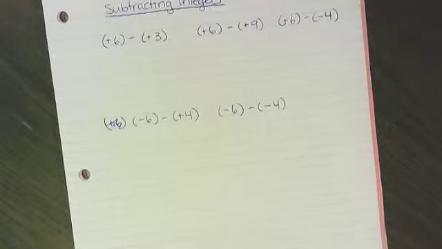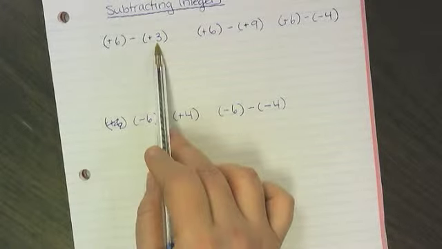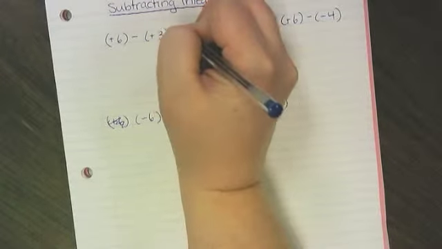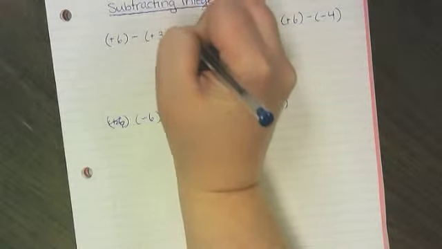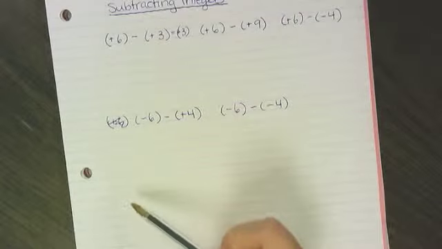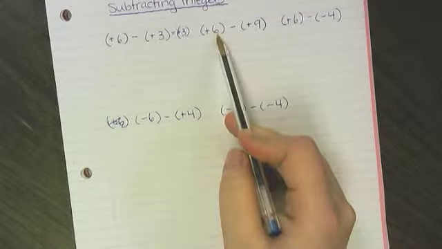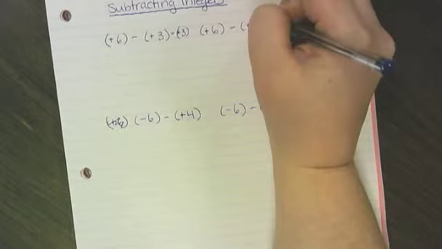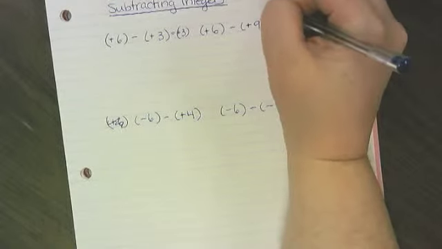Subtracting integers becomes a little more complicated. But some of it's still fairly simple. Positive 6 minus positive 3 equals positive 3. This is the same normal subtraction that you've done before. Positive 6 minus positive 9 is negative 3. You may not have done this, but it still makes sense.